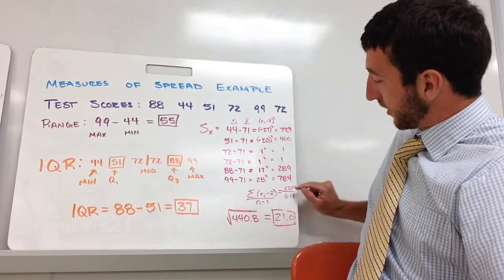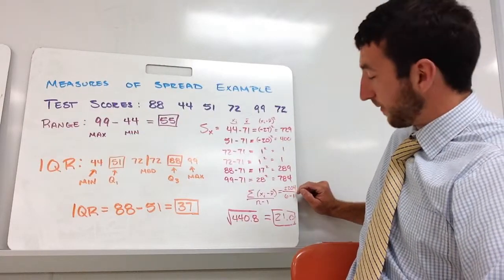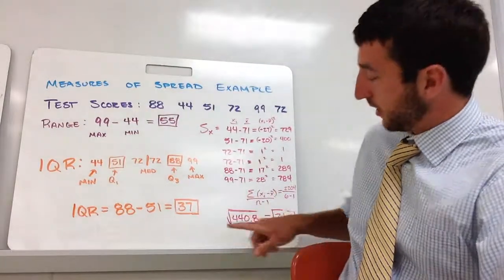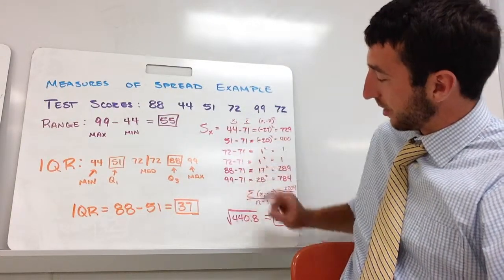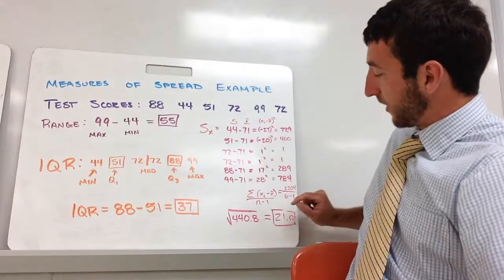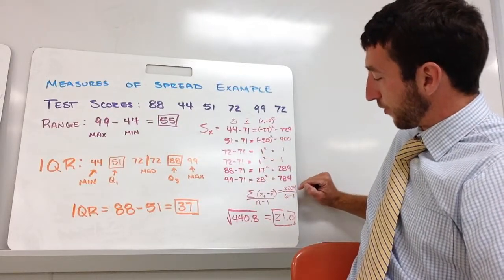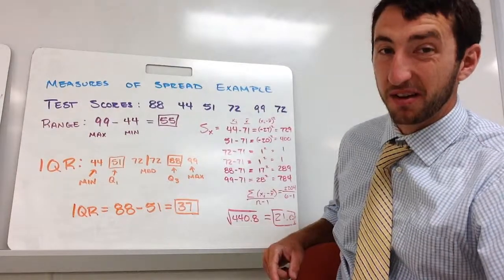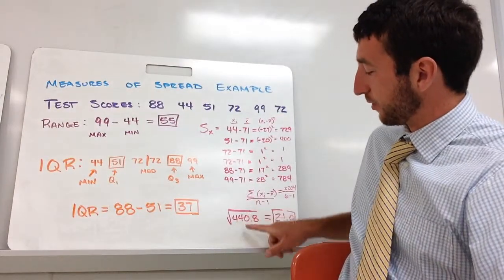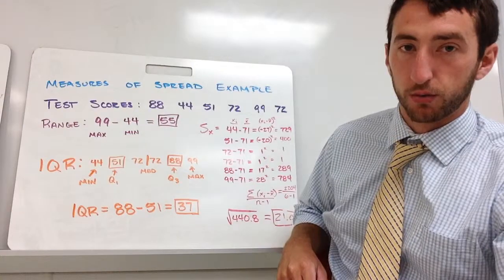Then I add all those together, I got 2,204. Then after I do that, remember, I'm taking the number of data points and subtracting 1. So I had 6 data points, subtract 1 makes 5. So I'm going to take 2,204, divide that by 5, and I get 440.8. Then step number 5 is then I take the square root of that, and I got 21.0.